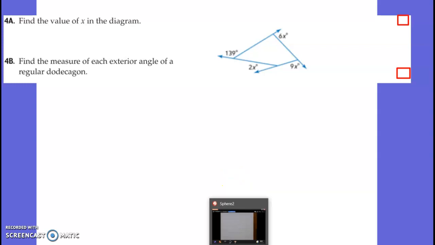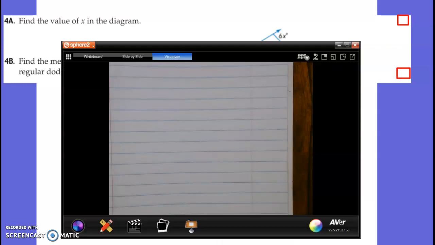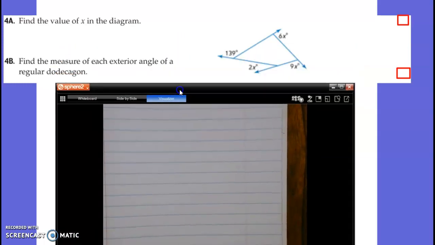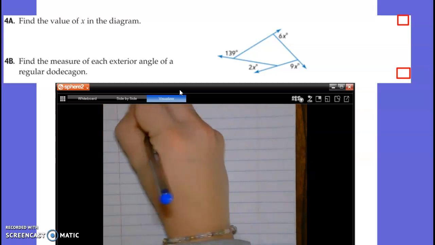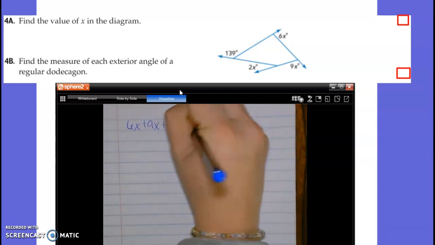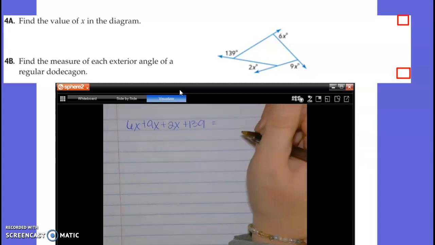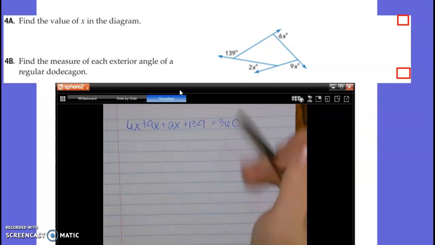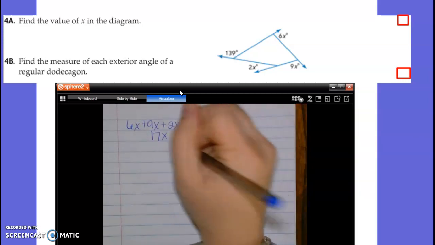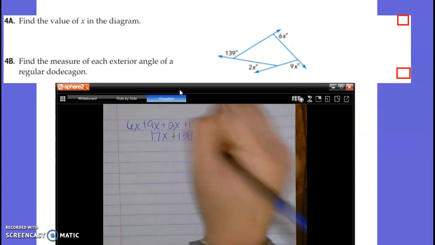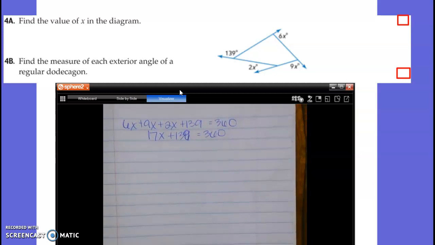So now we want to try it out a little bit. So we want to find the value of x in the diagram. So we're going to go back to our work, move it back down a little bit so you're still able to see. Using our exterior angle theorem, I know that 6x combined with 9x, 2x, and 139 gives me that exterior angle sum of 360. So I can combine like terms. 6x and 2x made 8x with 9x, that is 17x, plus 139 would equal 360.